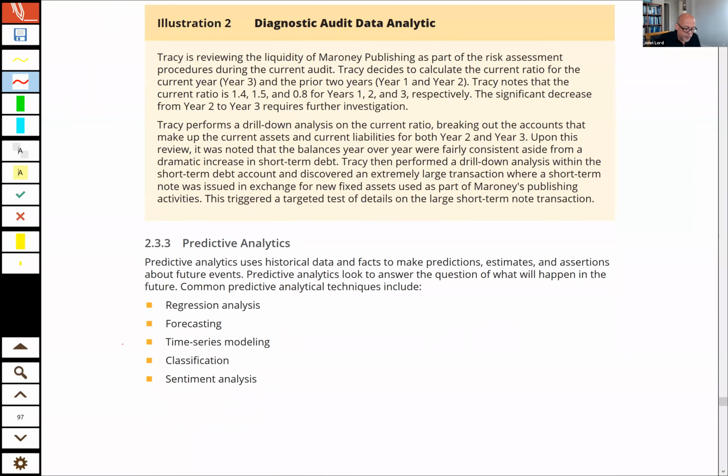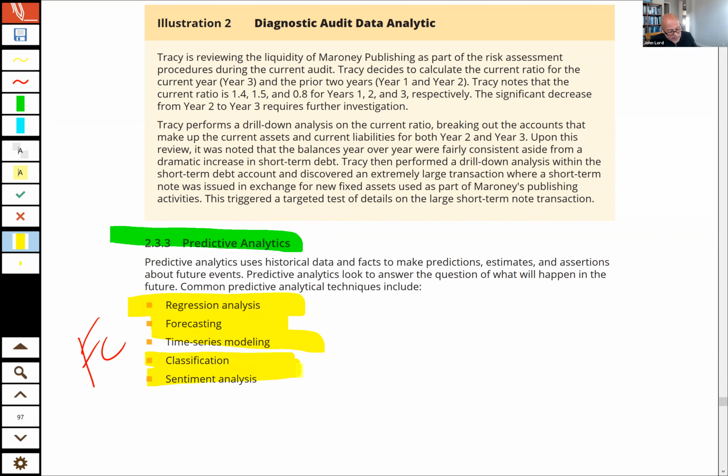Okay, then you come over to predictive, allowing you to look forward and see what some future outcome is going to be. And this is really where you hear a lot of talk about data analytics now. And so go ahead and flashcard the predictive analysis. Regression analysis is going to be looking at the relationship between some sort of independent variable and dependent variable. And that's going to allow you to then what? Use a scatter plot to see how those things are trending, if they're correlated. All of that is regression analysis, and that's an example of a predictive analysis. Forecasting, time series modeling, classification, sentiment analysis.